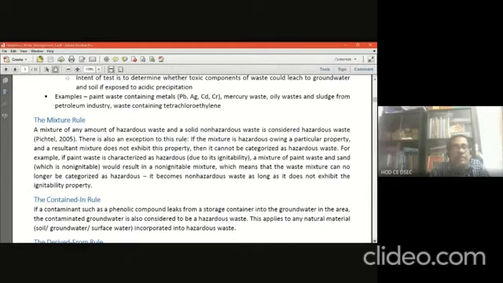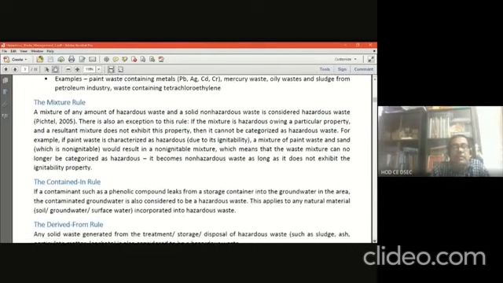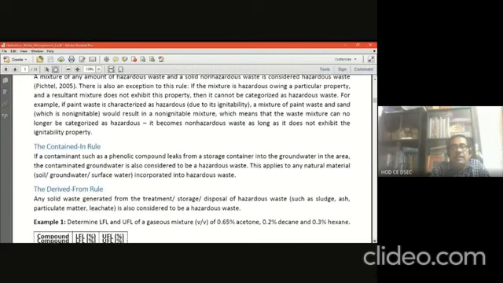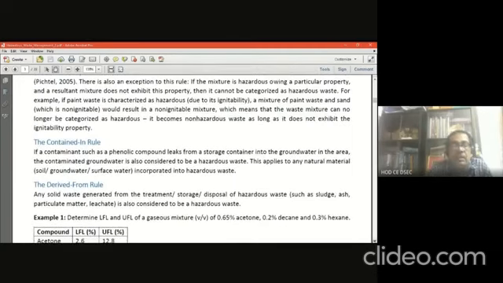So, if a contaminant such as a phenolic compound leaks from a storage container, which is often seen as a problematic phenomenon, into groundwater in the area, the contaminated groundwater is also called hazardous waste, because the phenol is mixed with water and the characteristics of the mixture will resemble hazardous waste. So this applies to any natural material, soil, groundwater, source water incorporated into a hazardous waste.